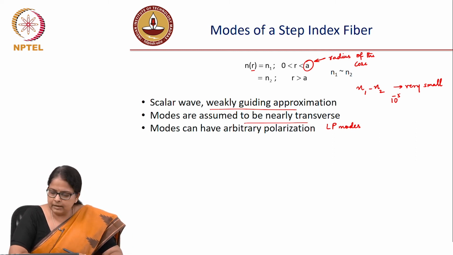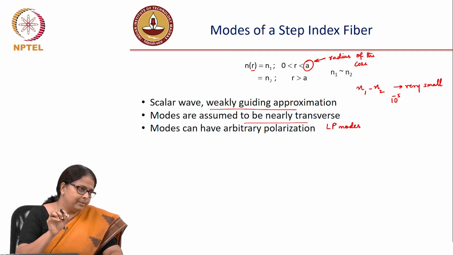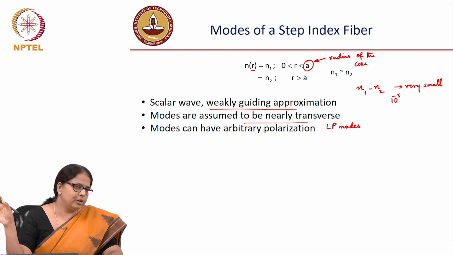Okay. And the analysis we are doing is for the weakly guiding approximation. Which means you have to remember that if you happen to have a fiber where N1 is very different from N2, whatever we are going to do now is not going to hold good. For instance, if I take a plastic fiber where there is a very large difference, this analysis may not hold good. Okay.